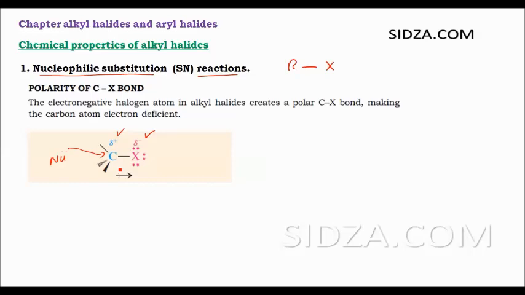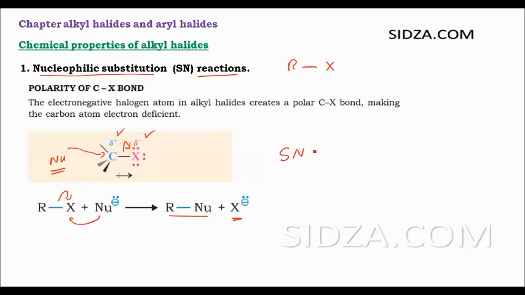The most common reaction of the alkyl halides is the SN reaction, nucleophilic substitution reaction, in which a halogen can be lost by a nucleophile. A nucleophile can replace a halogen from the alkyl halide, and hence this is called a nucleophilic substitution reaction. The nucleophile replaces the halogen as X negative, and you get the product here. This is called an SN reaction because a nucleophile replaces another nucleophile, X negative, from the alkyl halide.